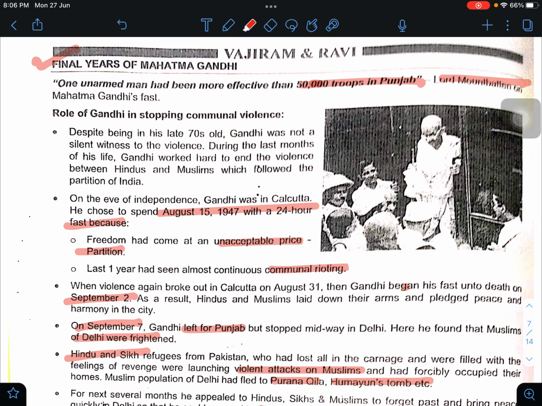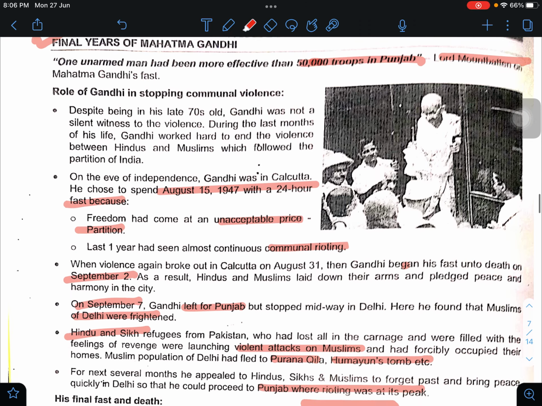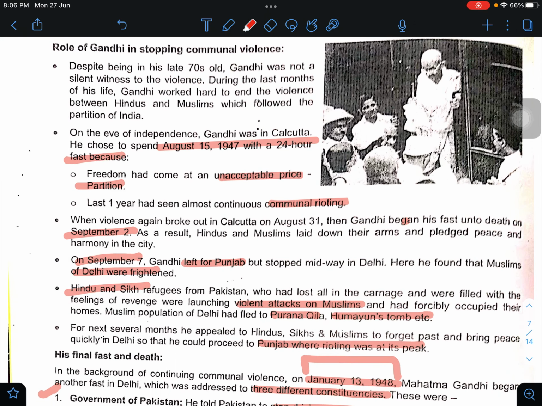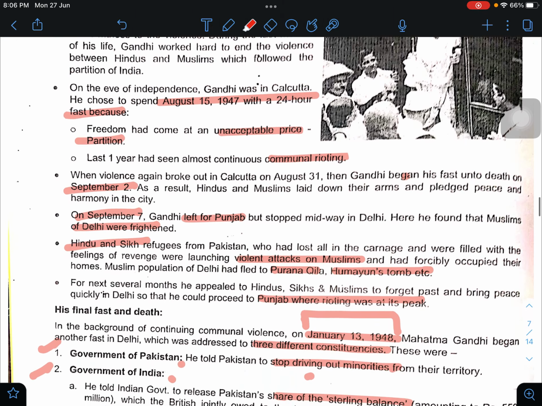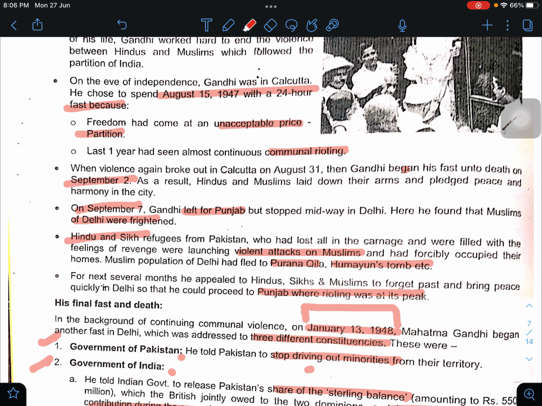He was in Calcutta on the eve of independence, and he did a 24-hour fast. And why was he fasting? Because he was of the opinion that freedom came at the unacceptable price of partition, and the last year had seen almost continuous communal rioting. Then violence again broke out. On August 31, Gandhi started his fast, and by September 2, Hindus and Muslims laid down their arms.